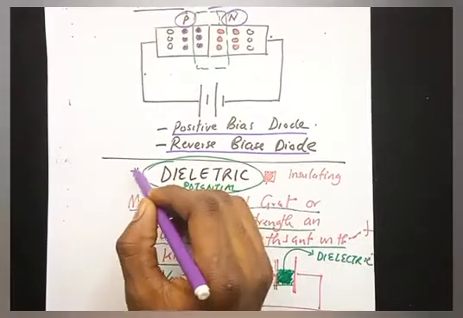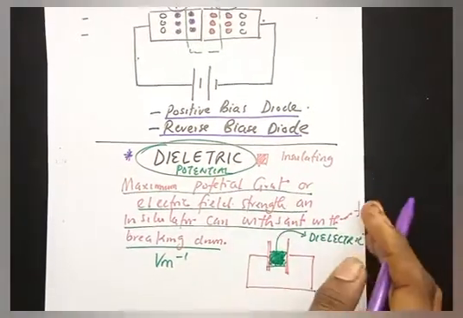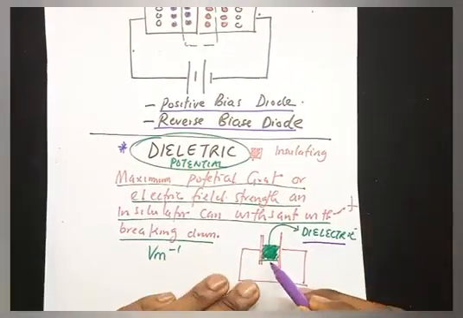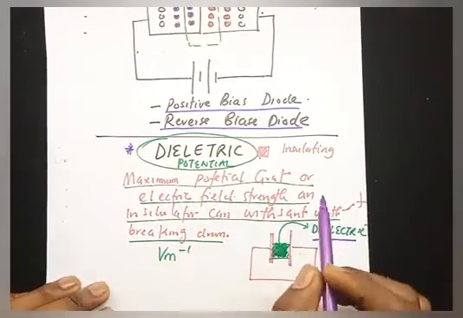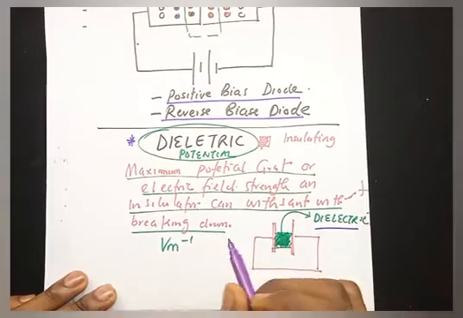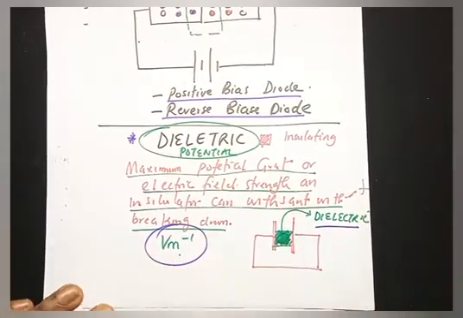And then lastly, we looked at the dielectric and dielectric potential. The dielectric is the material that is placed between the two plates of the capacitor, and the dielectric potential is the maximum potential gradient that the dielectric can withstand before breaking down. And we said the unit is volt per meter.